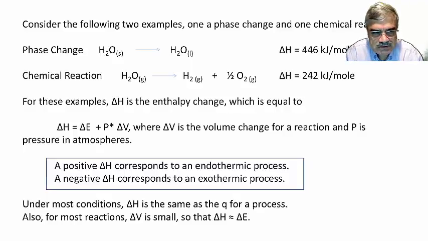Okay, consider the following two reactions. One is a phase change, and the other is a chemical reaction. The phase change reaction, we have solid water, that's ice, melting to liquid water. And we have at the right something called an enthalpy change, which we'll talk a little bit more about in a second. That enthalpy change is 446 kilojoules per mole. And then the second example is the chemical reaction of water being broken into its elemental components, hydrogen gas and half an oxygen molecule. We also have an enthalpy change, a delta H, of 242 kilojoules per mole.